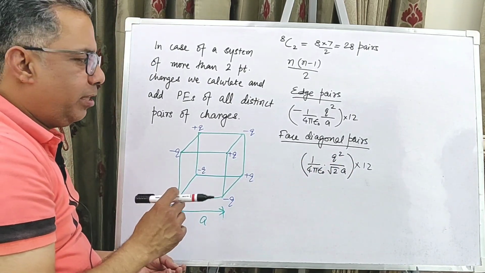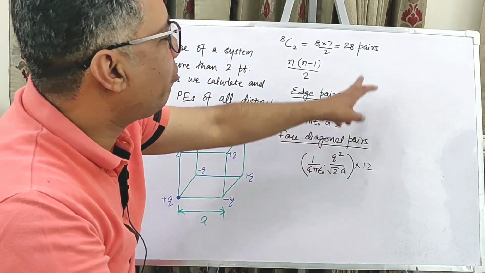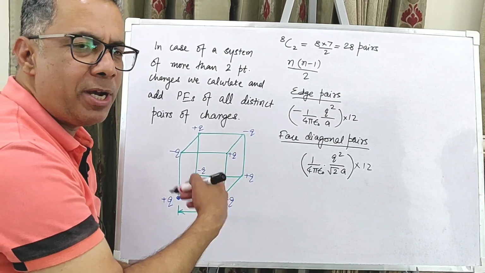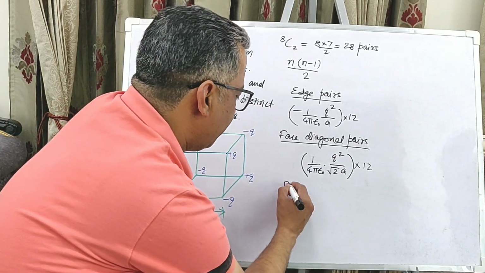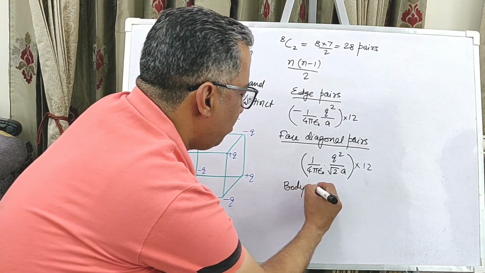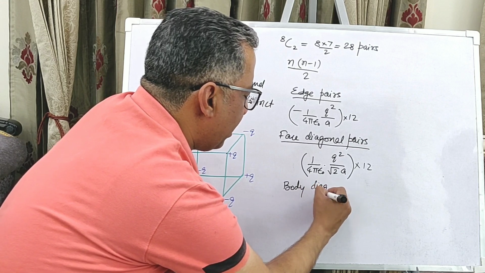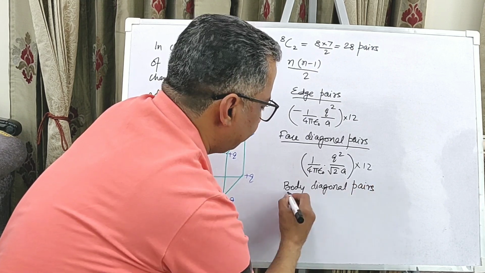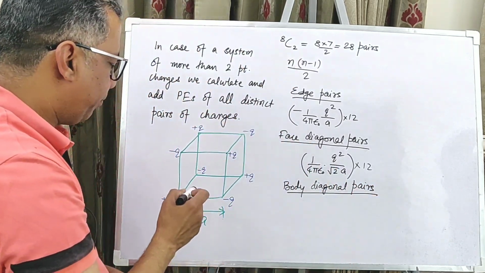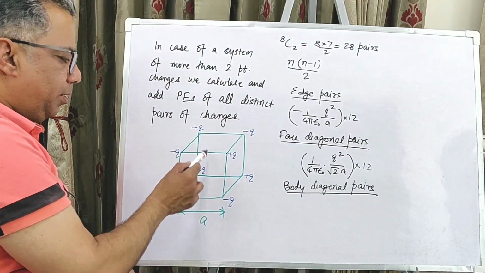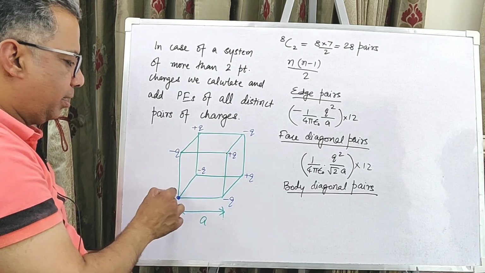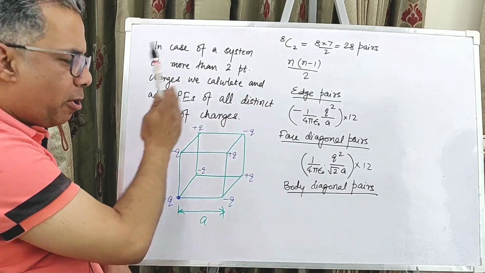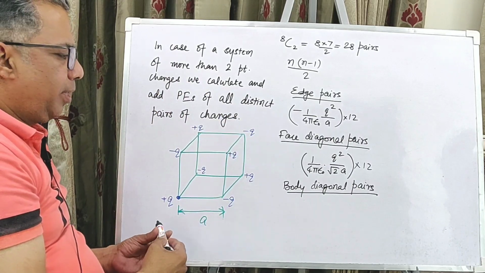And then we have accounted for 24 pairs, so we are left with 4 pairs, and those 4 pairs would be body diagonal pairs. There are 4 of them. This charge and this charge, this and this charge and this charge, and then this and this. So you got 4 body diagonal pairs.